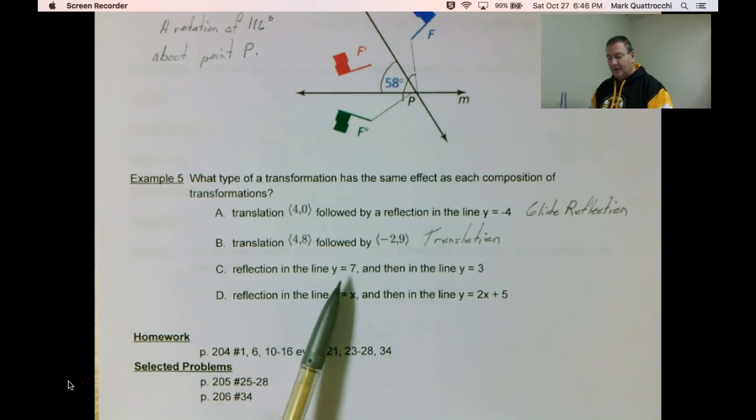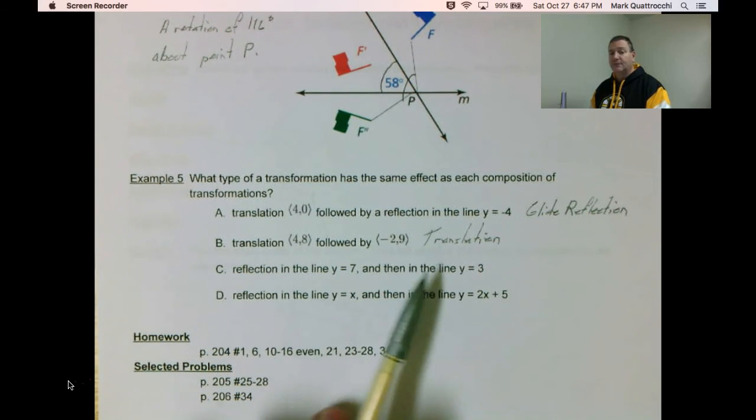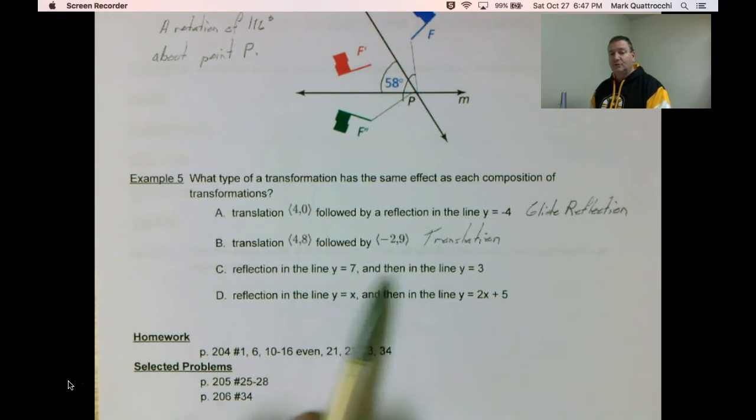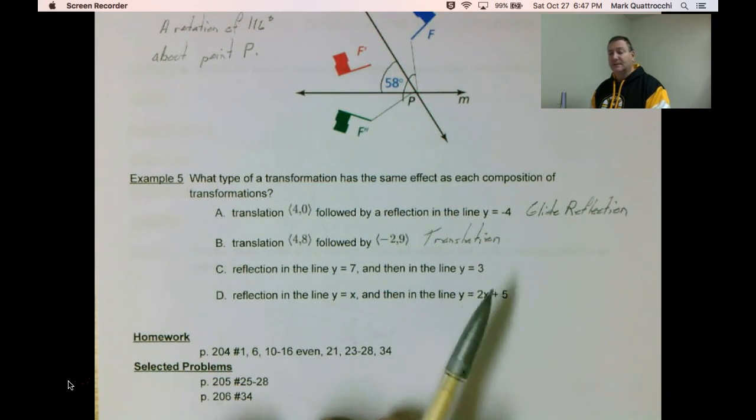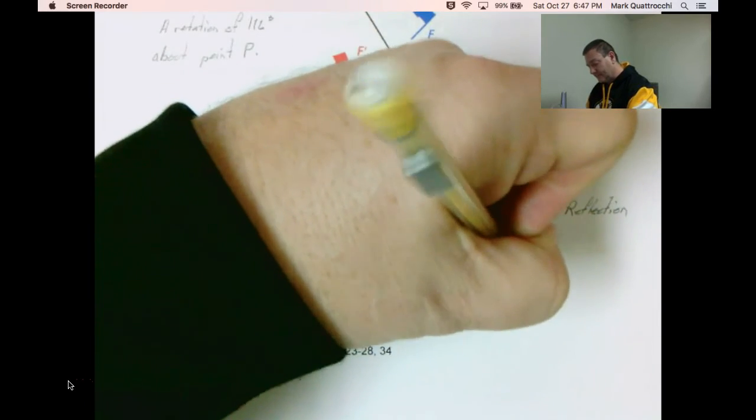Okay, reflection in the line y equals 7, and then in the line y equals 3. So the key here is we're doing a composition of reflections in two lines. Now what's true about these two lines? These two lines are parallel. So this goes back to the reflection in parallel lines theorem. A reflection in two lines that are parallel could be done as a single translation.